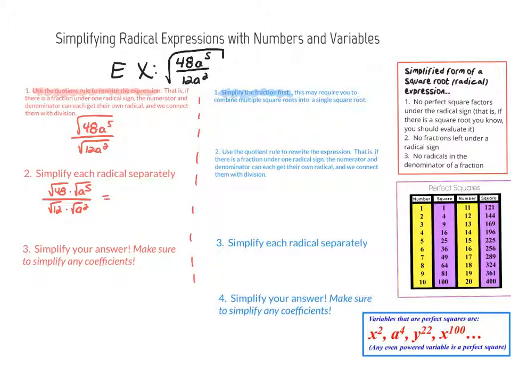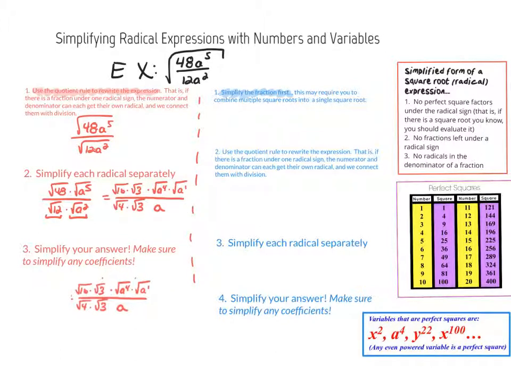Now on top, 48 and a to the fifth are not perfect squares, so I need to rewrite them. So instead of 48, I'm going to rewrite that as root 16 times root 3. And then, as we talked about with variables, instead of a to the fifth, I can rewrite that as the square root of a to the fourth times the square root of a to the first. On the bottom, instead of 12, I need to get a perfect square factor, so I'll write that as the square root of 4 times the square root of 3. On the bottom, a squared is already a perfect square, so I'm just going to go ahead and rewrite that as a.